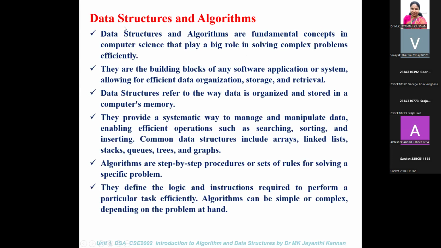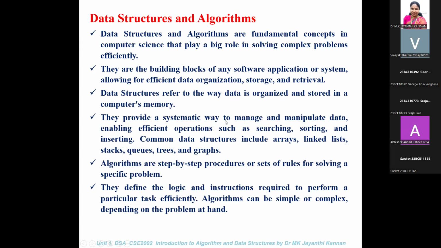Data structures and algorithms are fundamental concepts in computer science that play a role in complex problem-solving techniques. They are building blocks for any computer application or system, allowing for efficient data organization, storage, and retrieval. To store the data, process the data, update the data, and to retrieve and display the data, we need data structures. And data structures refer to the way data is organized and stored in the computer's memory.